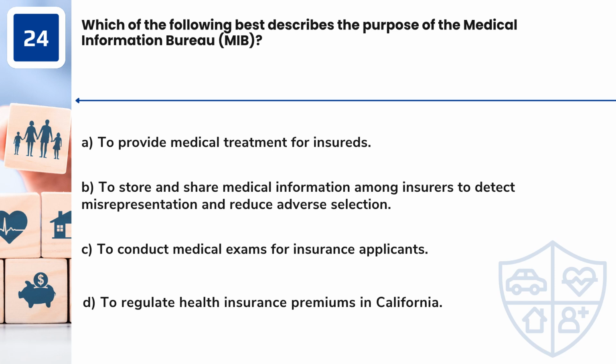Question 24. Which of the following best describes the purpose of the Medical Information Bureau, MIB? A. To provide medical treatment for insureds. B. To store and share medical information among insurers to detect misrepresentation and reduce adverse selection. C. To conduct medical exams for insurance applicants. D. To regulate health insurance premiums in California.